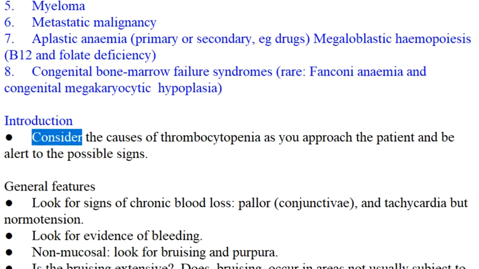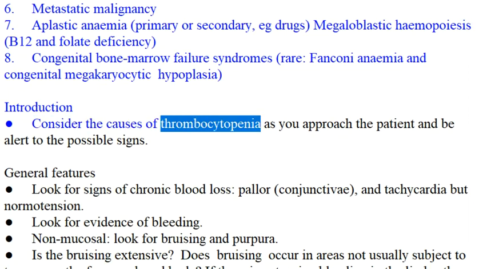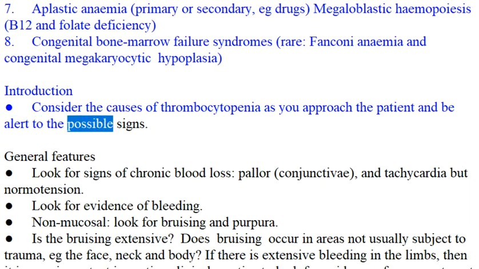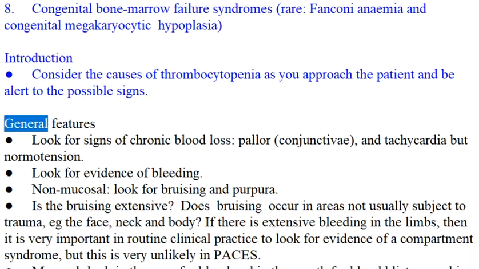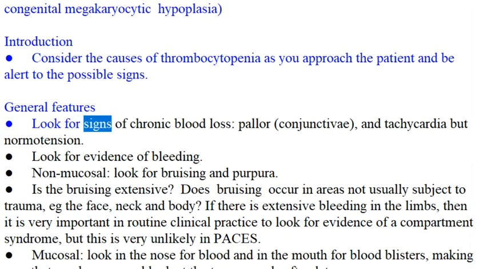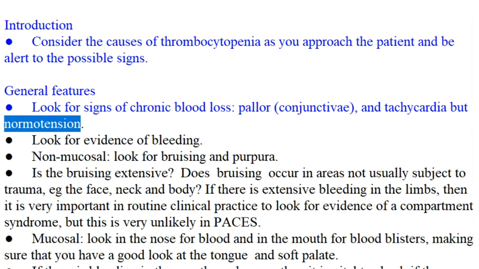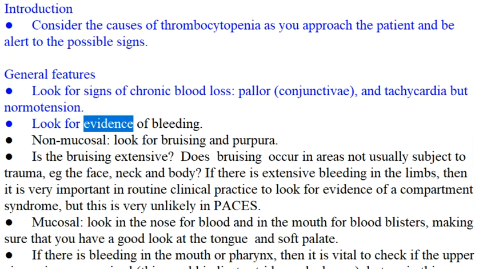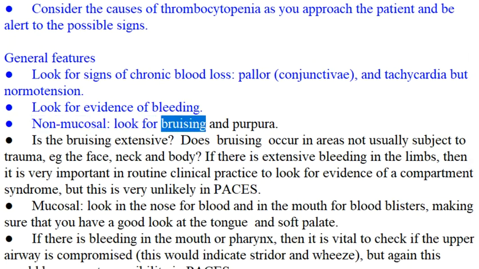Introduction. Consider the causes of thrombocytopenia as you approach the patient and be alert to the possible signs. General features. Look for signs of chronic blood loss, pallor, conjunctiva, and tachycardia but normotension. Look for evidence of bleeding. Non-mucosal: look for bruising and purpura.